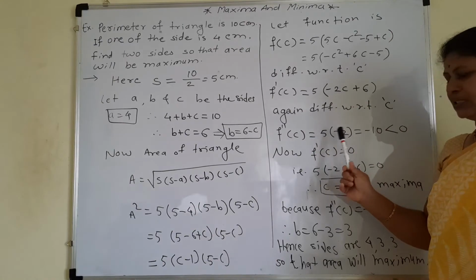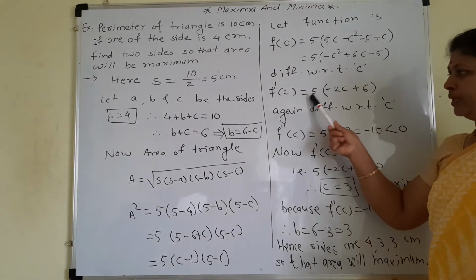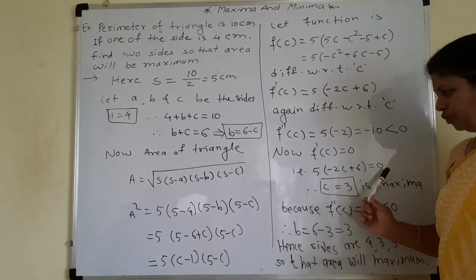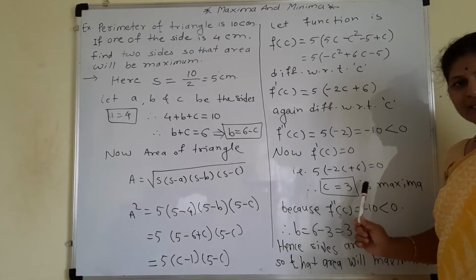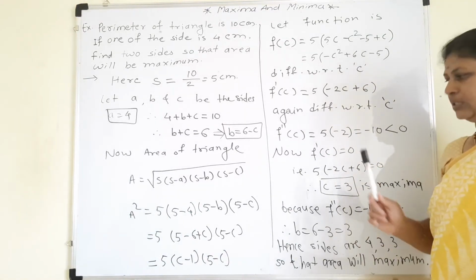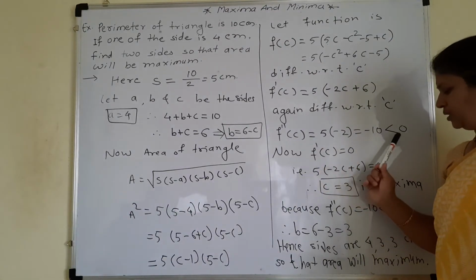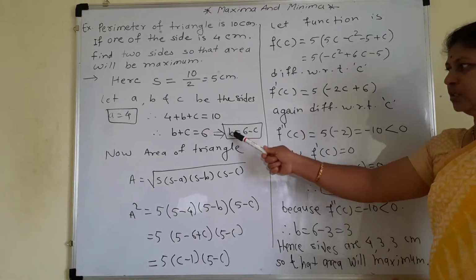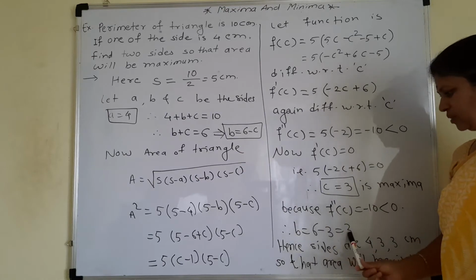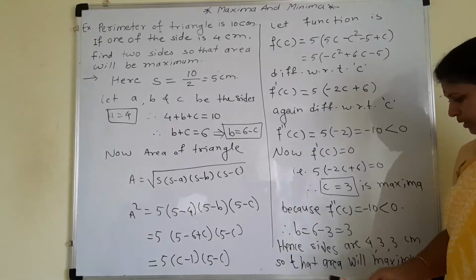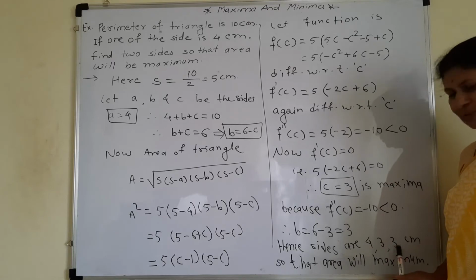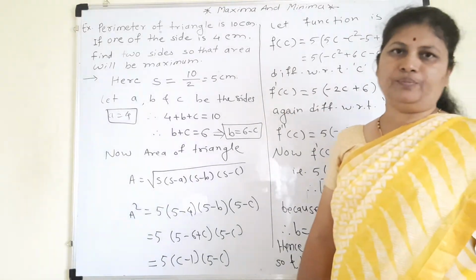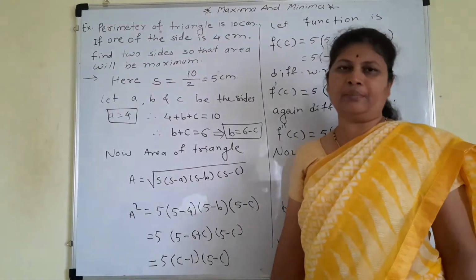Again differentiate, the same process. Then for turning point, f dash of C is equal to 0. Substituting this, we find the value of C. This value will be maxima by the second order derivative test because our f double dash of C is already less than 0. And then using the value of C here, we got B is equal to 6 minus value of C. So it is equal to 3, and hence the remaining sides of the triangle are 3, 3, so that the area of that triangle will be maximum. Okay, let us consider one more example.